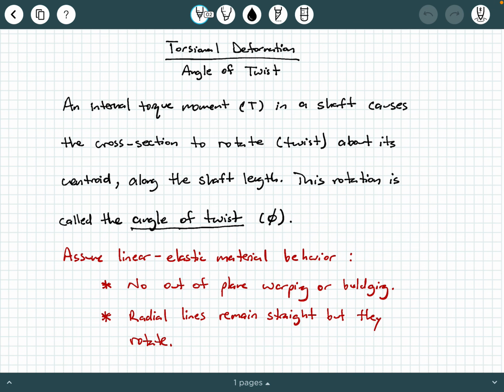Hey everybody, Dr. A here, and in this video we are going to be providing some background information on torsional deformation. And the way we quantify torsional deformation is by what's called the angle of twist, okay?